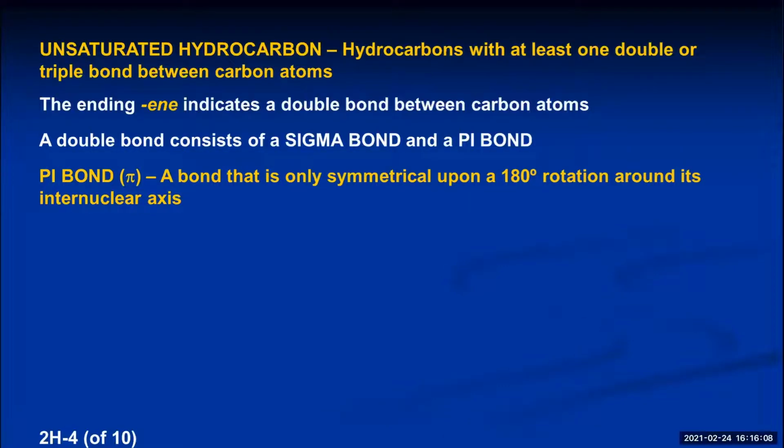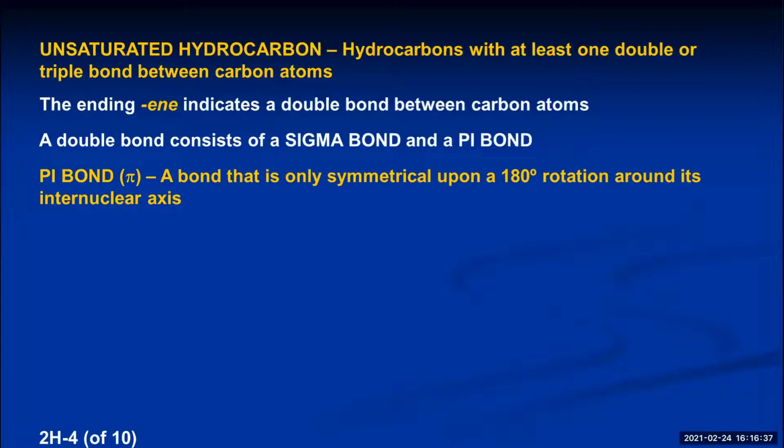Sigma bond, remember, was symmetrical if you rotated any number of degrees, 3, 37, 142. It always looks the same. It's like a football. You skewer a football, you rotate it around any number of degrees, it always looks the same. But a pi bond, that's not the case. The pi bond only looks exactly the same if you rotate it 180 degrees. And we're going to see bonds like this in any molecules that have double bonding in them.